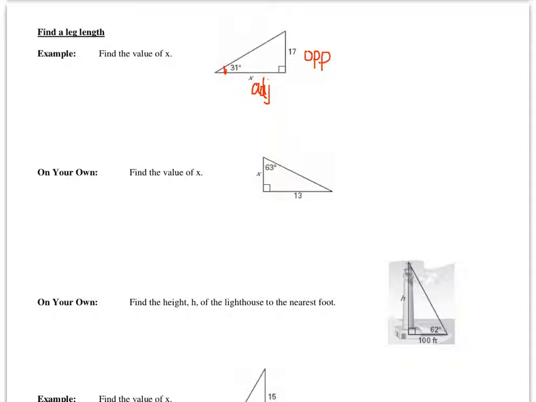And I know that tangent of an angle, I'm just going to put theta for an angle, equals opposite over adjacent. So I can write tangent of my angle that I have here, 31 degrees, equals opposite, 17, over adjacent, x. Now to solve this problem, I'm going to turn this left side into a fraction, and then I'm just going to cross multiply.